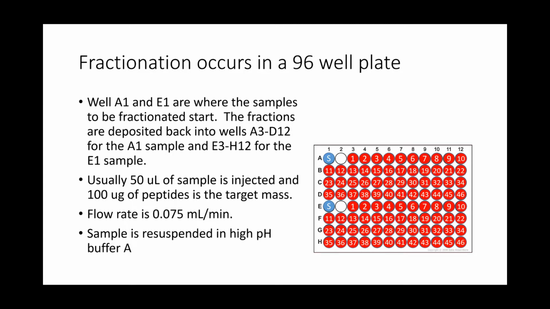Our flow rate is about 75 microliters per minute, and the sample is resuspended in high pH buffer A. Our offline fractionator is not connected to our mass spectrometer, and we use pH buffers that are closer to pH 10 so that we can have a second dimension of separation, because the pH of our online LC system that feeds into our mass spectrometer is closer to pH 3.